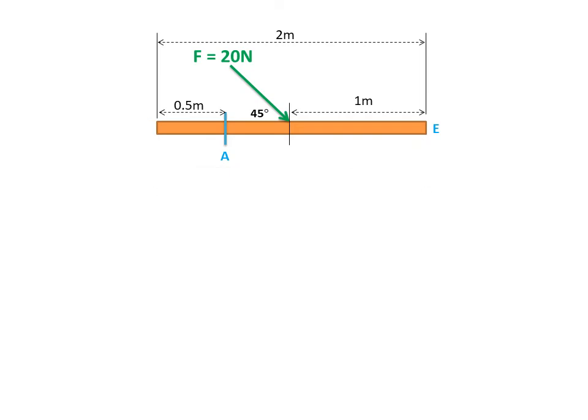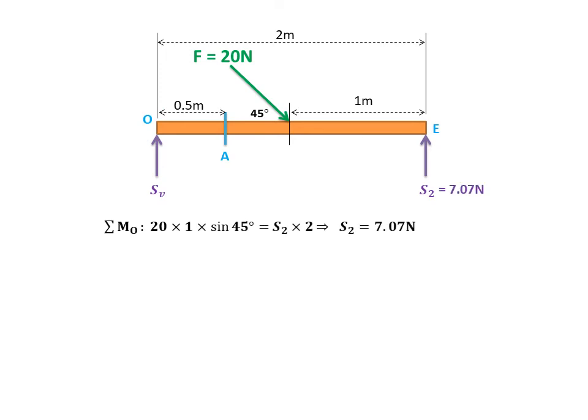The first step is to find the reaction forces. When taking moment about point O, we can find the reaction force, S2. Then, by considering vertical and horizontal equilibrium equations, we know that there is a vertical reaction force and a horizontal reaction force at point O.